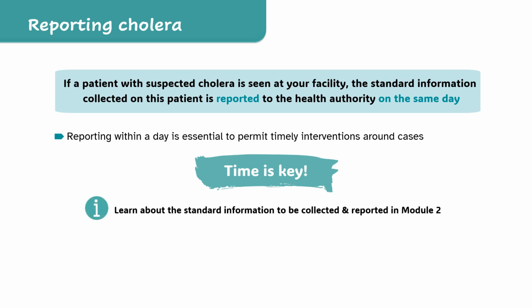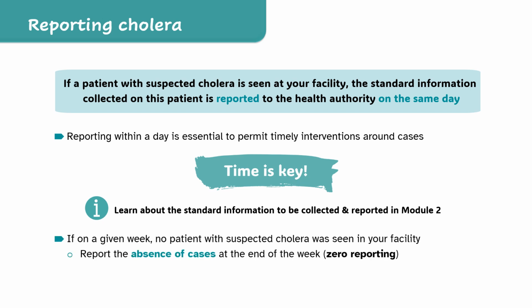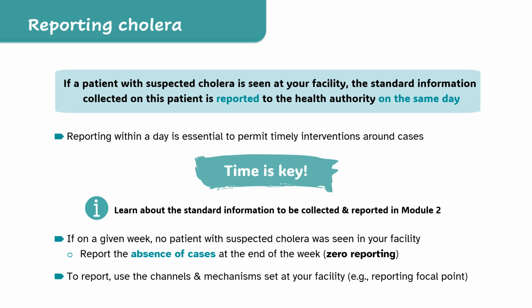If you are unsure about the standard information that should be collected on patients with suspected cholera, we invite you to go back to Module 2. If on a given week, no patient who meets the definition of a suspected cholera case was seen in your facility, report the absence of cases to your health authority at the end of the week. This is zero reporting. To report patients with suspected cholera to your health authority, use the reporting channels and mechanisms in place at your facility. For example, there may be a reporting focal point.